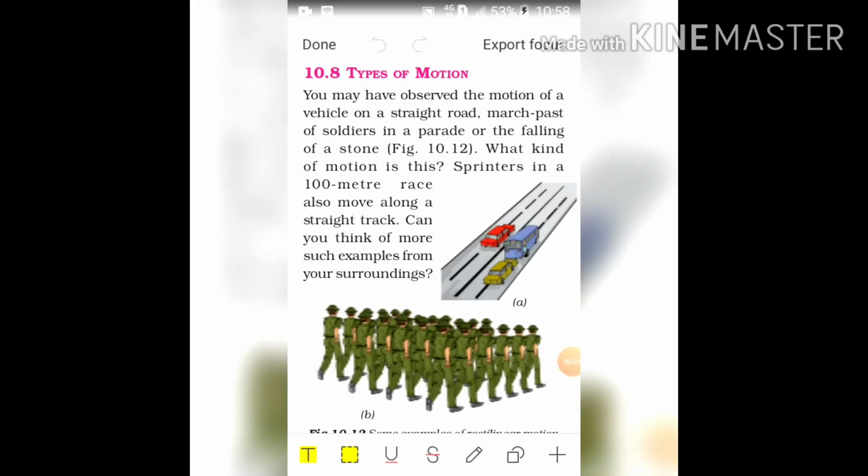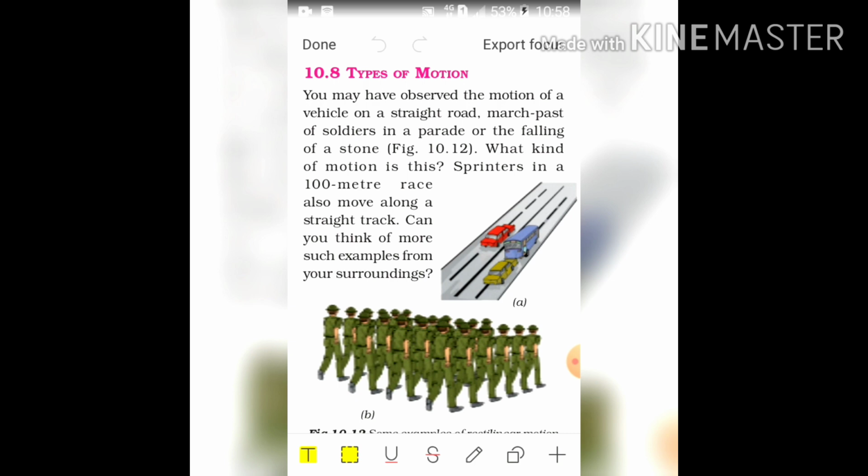Hello students. So we have been discussing moving objects around us. So I showed you some objects. Some of these were moving, some of these were at rest. We made a column also, objects in motion and objects at rest.